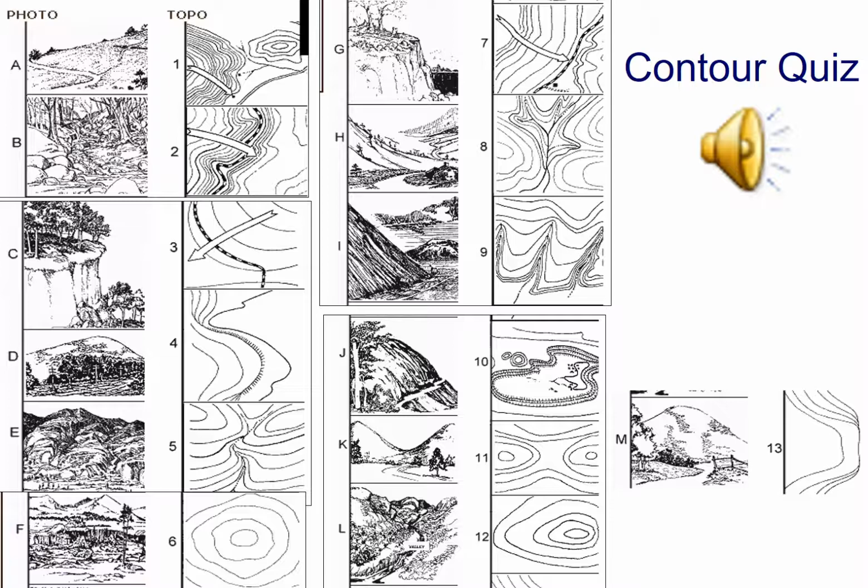Okay, so here's a little bit of a contour quiz. You have two sets of diagrams here. One is a photographic diagram labelled A to M, and then a topographical map labelled 1 to 13. And you need to match up what topographical map matches the photograph. So just pause it here, take a few minutes and have a look to see if you can do that.